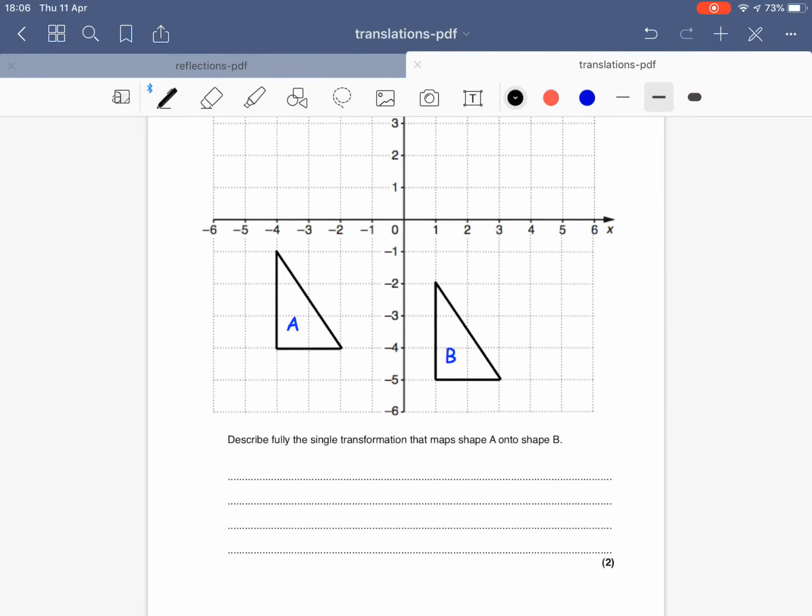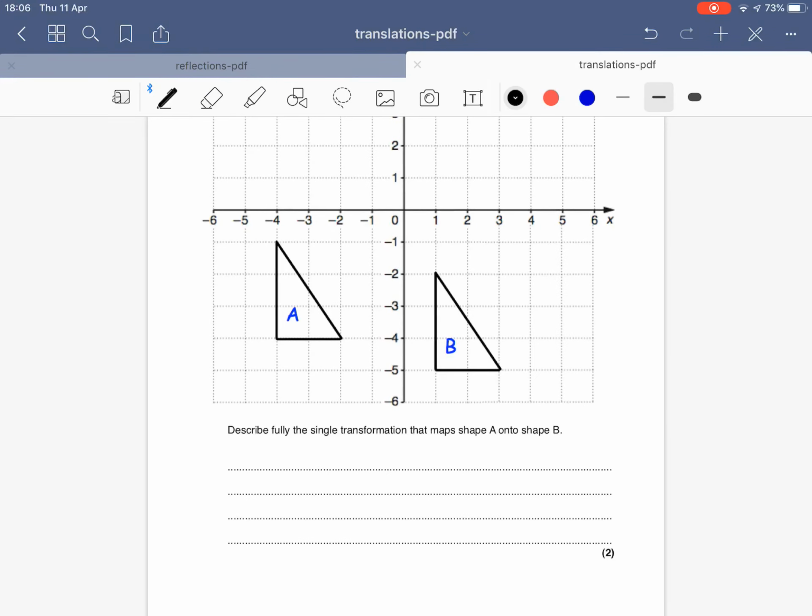Again, describe fully the transformation that maps shape A to shape B. I mean, the video is called translation, so it's obviously not reflecting, rotating, or enlarging. So it's going to be translated by, now we need our vector. So we're going A to B, so A to B. Pick your 2 points. It doesn't matter. Let's go for these top ones here. It doesn't matter which pair you pick, as long as the pairs are the same ones.